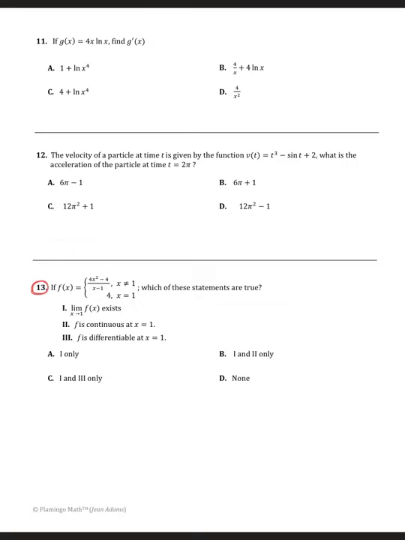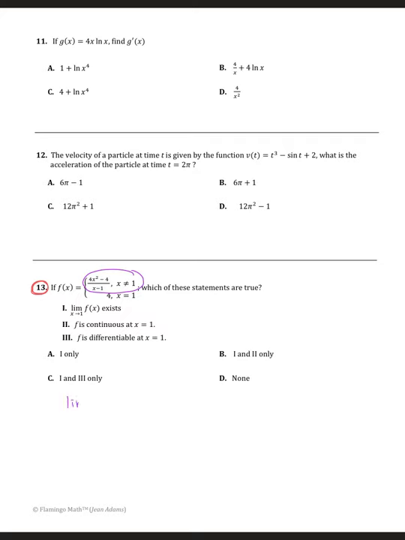And last but not least, we're going to look at 13. If f of x is equal to that piecewise function, which of these statements are true? The limit exists, f is continuous at 1, and f is differentiable at 1. Let's start with the limit, the limit as x goes to 1. If you look at that piecewise function, your only boundaries are when x is equal to 1 and when x is not 1. If you are looking for the limit, you are looking for everywhere around x, which means you will only be using this part of your piecewise function. So this covers both the right and left hand side.